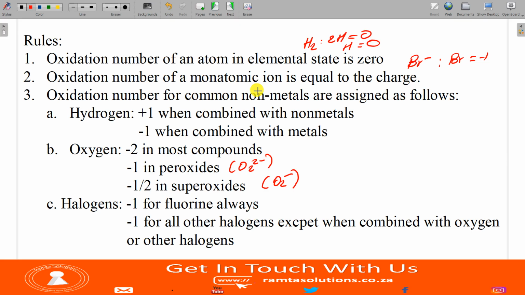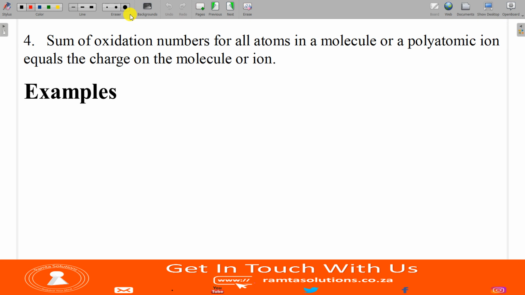Now let's give you the fourth rule. I want you to highlight this: the sum of the oxidation numbers of all atoms in a molecule or a polyatomic ion equals the charge on the molecule or ion. Happy? Perfect. Now, let's try examples. I write down the oxidation numbers.